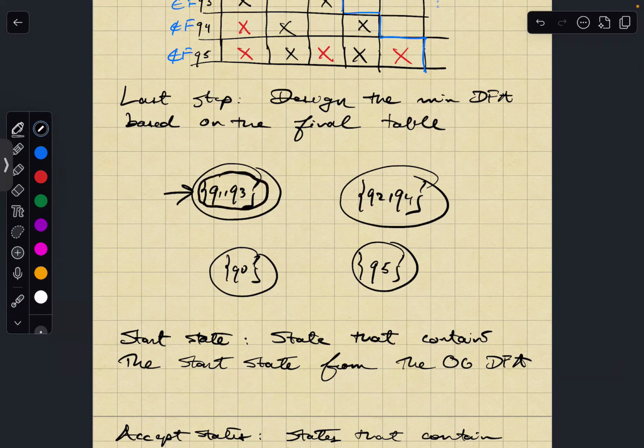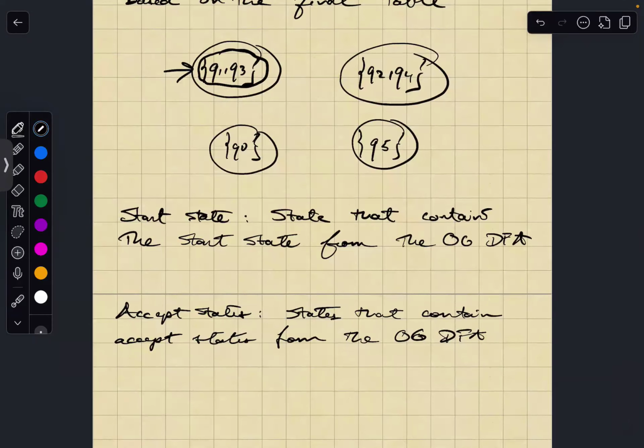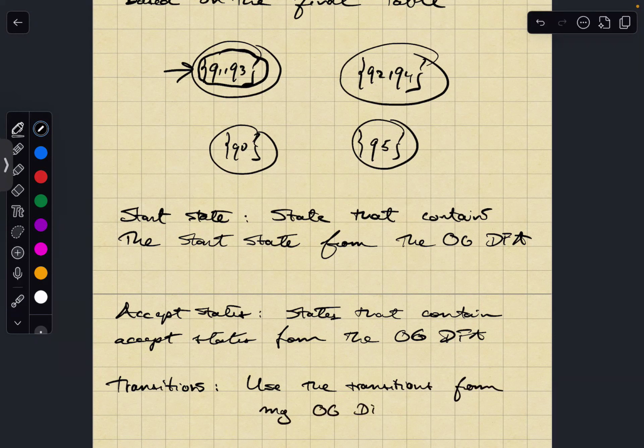Okay, so now I have my states, and I have my accept states and my start state. The last thing I need is my transitions, right? So how do I do the transitions? The way I do the transitions is I essentially just use the transitions from my original DFA, okay?